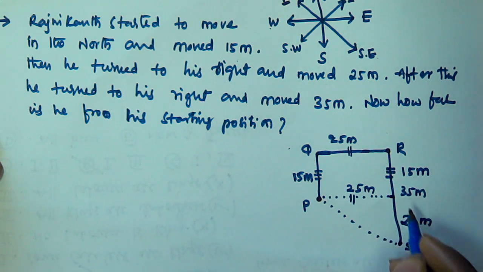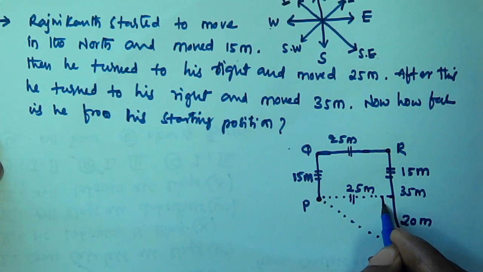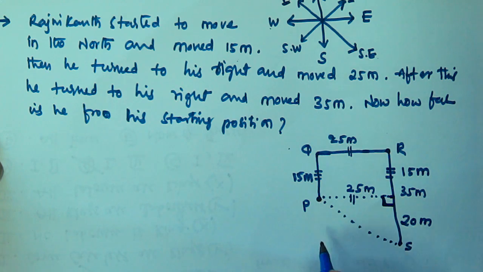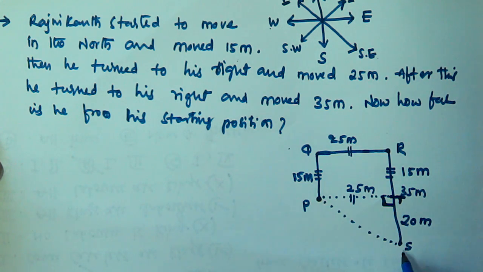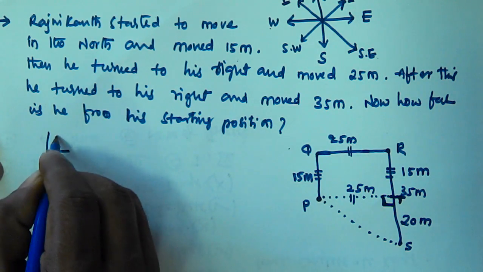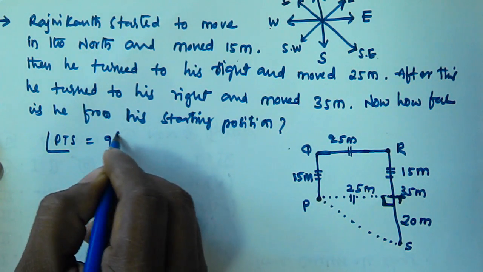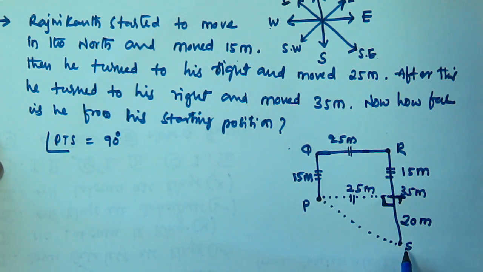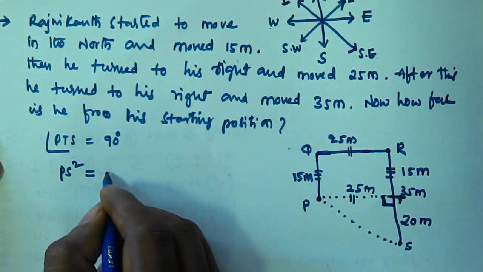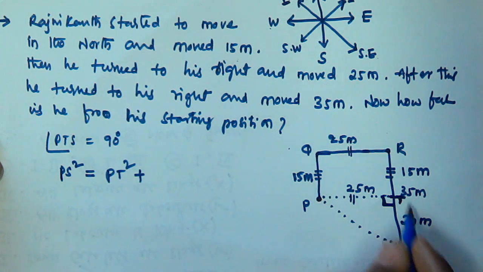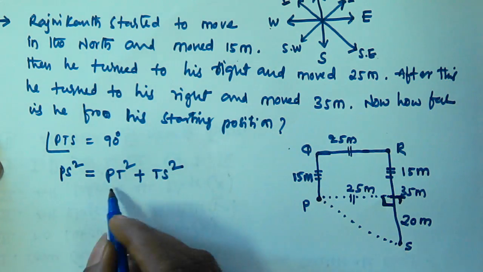Now we have to find the distance of this one. If you observe here, it is making 90 degrees. Assume this point is T. So PTS is 90 degrees, which means PTS is a right angle triangle. Whenever there is a right angle triangle, the square of the diagonal is equal to the sum of the squares of the two sides. So PS square is equal to PT square plus TS square, according to the Pythagoras rule.